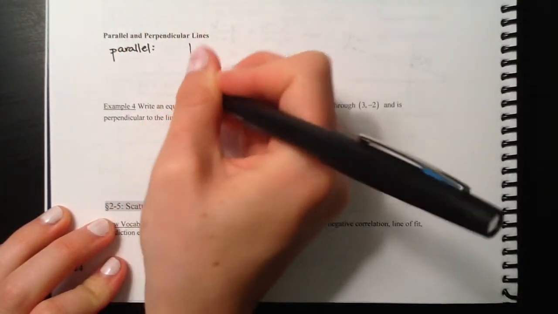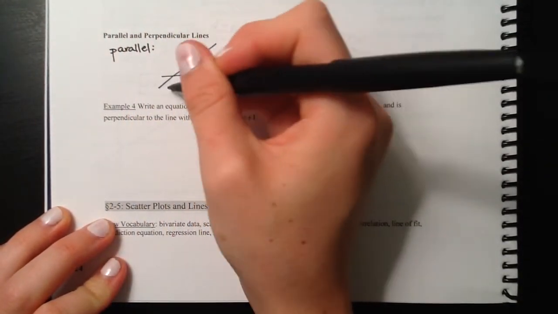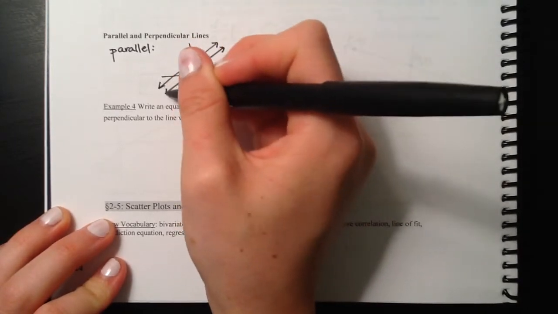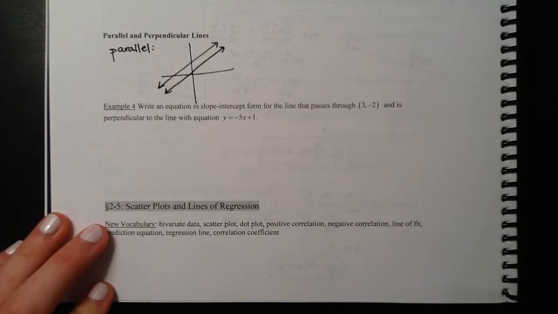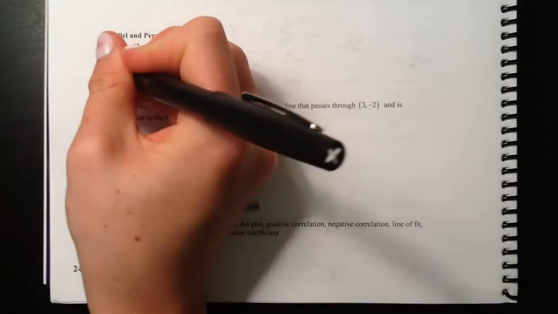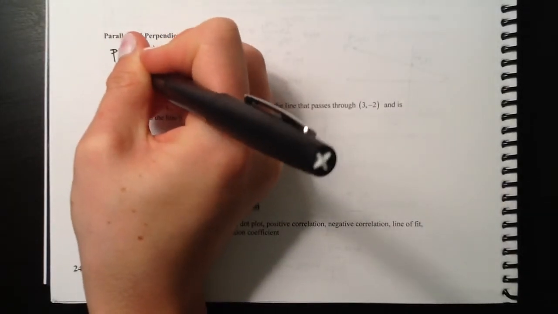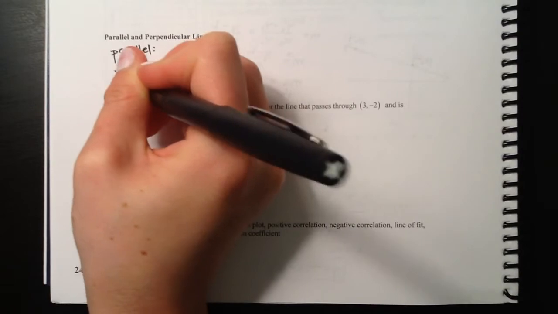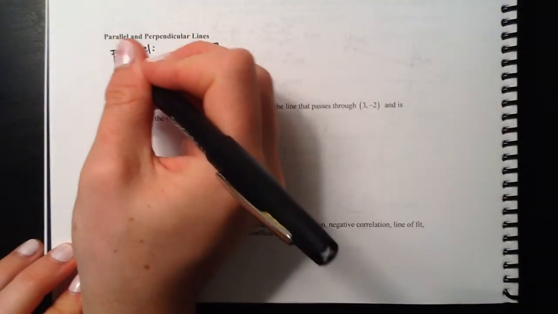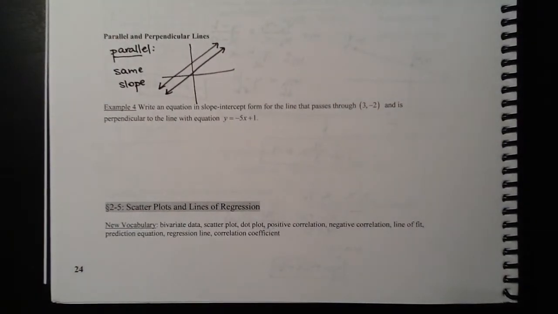remember parallel lines look something like this. They run right next to each other and they never intersect. They never cross. And the reason that they never intersect and never cross is because they have the exact same slope. So you'd say these lines are parallel if they have the same slope. So that's super important. So if you're ever asked to draw a parallel line or to come up with the equation of a parallel line, you would know that those two lines would have the exact same slope.